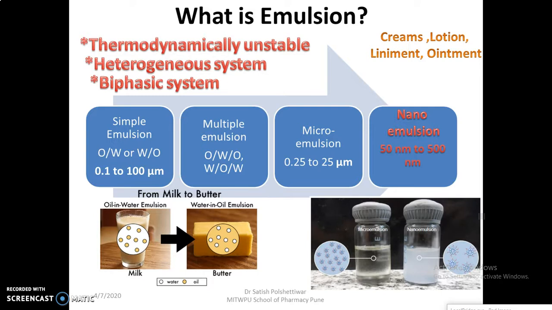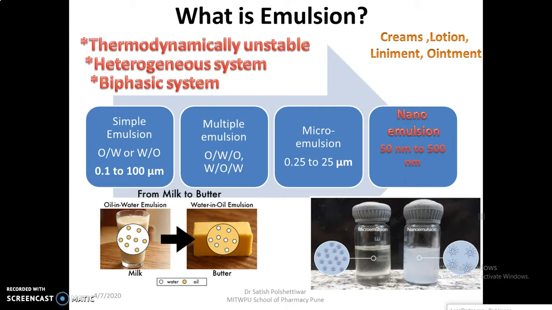If you look at the classification of emulsion, it has been classified based on the number of phases and based on the globule size. Based on phase, it is simple emulsion and multiple emulsion. Based on the particle size or globule size, it has been classified into different types. One is a simple emulsion, that is O/W type or W/O type, where the globule size ranges from 0.1 to 100 micron. Another type is called multiple emulsion. The name itself indicates multiple, that is water in oil in water, or oil in water in oil, where in one the oil is the continuous phase, and in the other the water is the continuous phase.